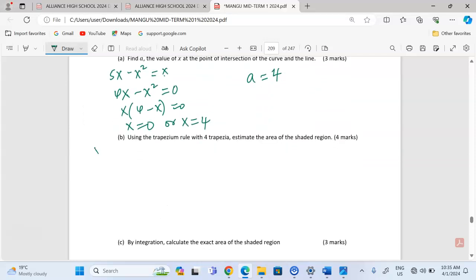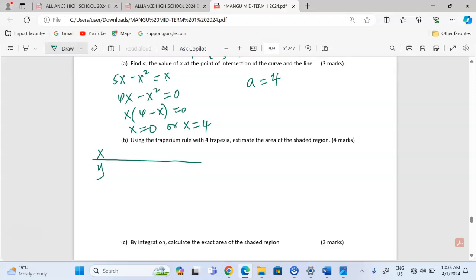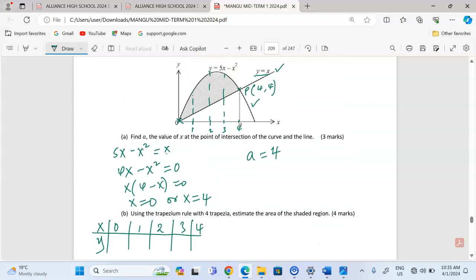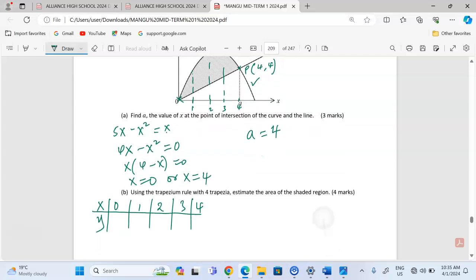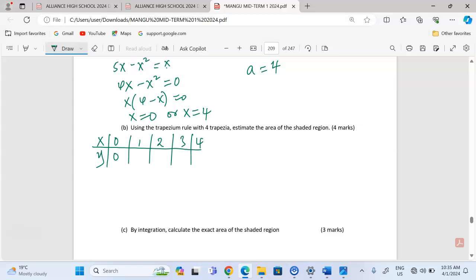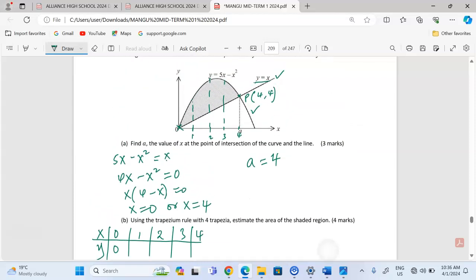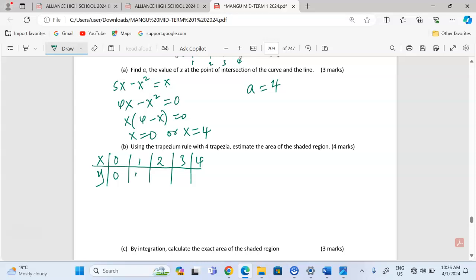Let's get the values of y at the respective values of x. With this table, I'm going to start at 0, 1, 2, 3, 4. When we substitute in the curve, x equals 0, the value of y will be 0. X equals 1, 5 times 1 minus 1 squared, we get 4. We substitute 2, we'll get 6. Substitute 3, you get 6 again. And you substitute 4, you get 4 again. So these are their values.